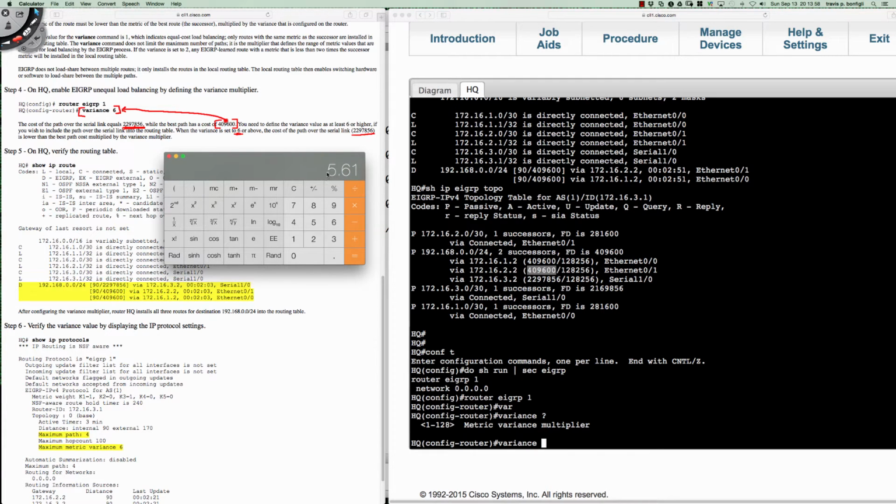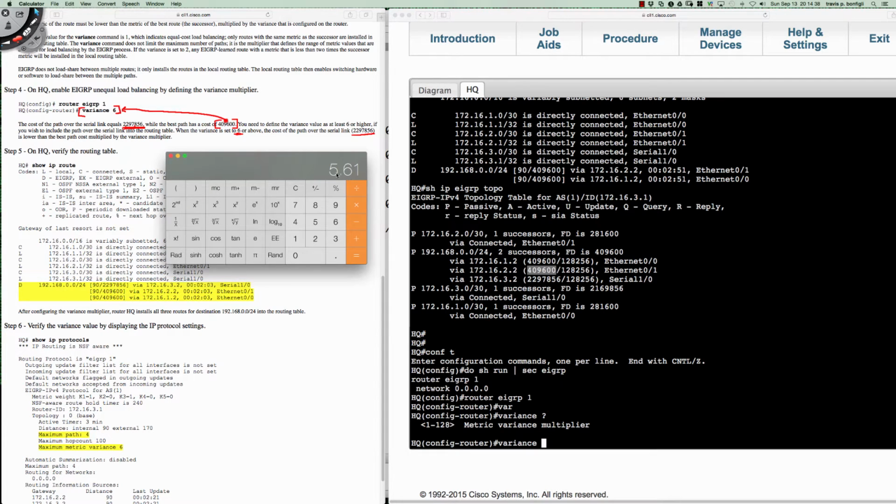And so again, all I have to do is divide the metric of the current feasible successor by the metric of the current successor. That's going to give me the value to which I'm going to want to set the variance. Now the key here is you can see it's 5.61. Well, this is going to have to be an integer, and I'm not going to be able to round up or down. So I can't put in 5.61 for my variance. I need to make sure that I cover myself. So I would say 6. Does that make sense?